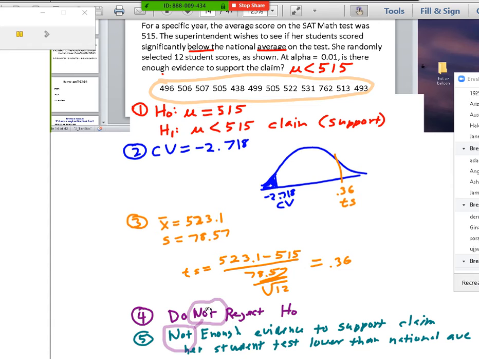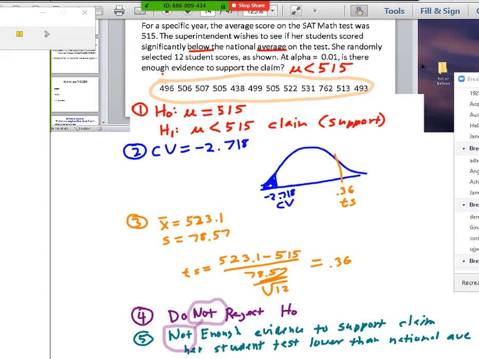See, when step 4, you guys take a look. When step 4 says do not reject H naught, step 5 says not also. Those go together. If step 4 said do reject H naught, then step 5 would say enough evidence. Either the nots are both there or the nots are both gone. So here, do not reject H naught. We did not have enough evidence, right? In this range here, not enough evidence.